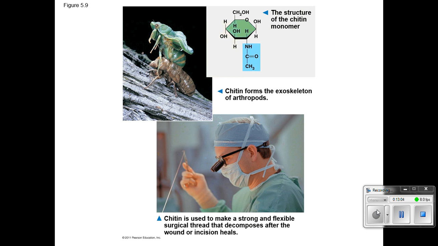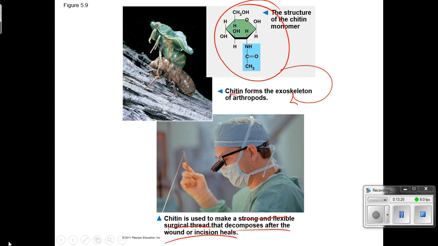And then here is a picture of chitin on the exoskeleton. And this is the structural formula for that. It's actually also used to make strong, flexible surgical thread because it decomposes after the wound or incision is healed, because it's actually a biological molecule.